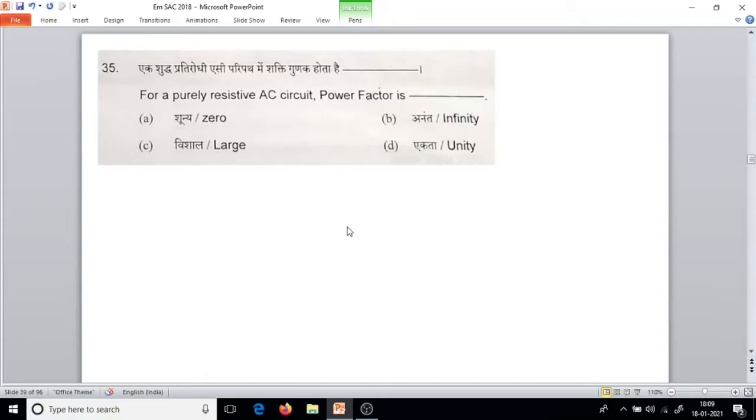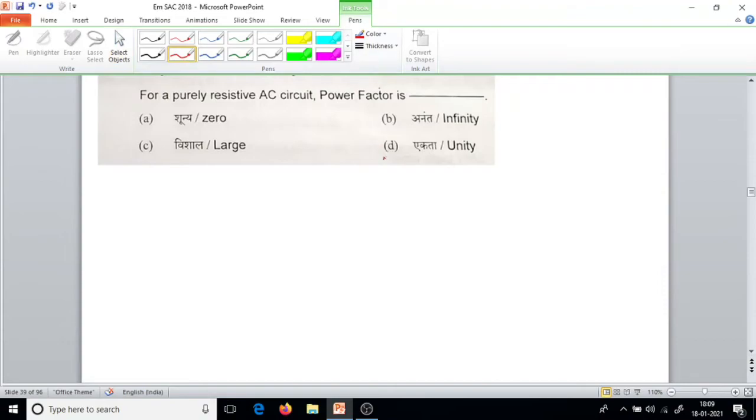Question number 35. For a purely resistive AC circuit, power factor is unity. That is what ideally we want. For a purely resistive AC circuit, power factor is, the answer is option D, unity. For a DC circuit also, the power factor equals unity. Unity means 1, the value is 1.